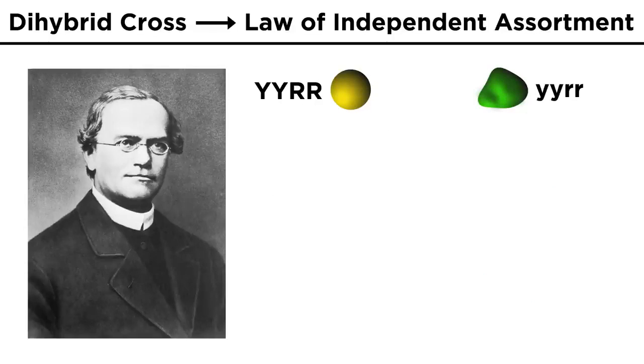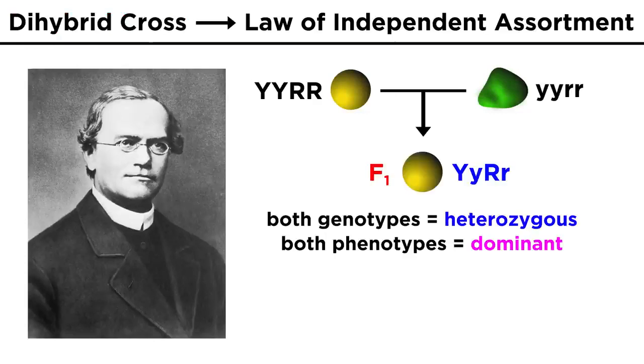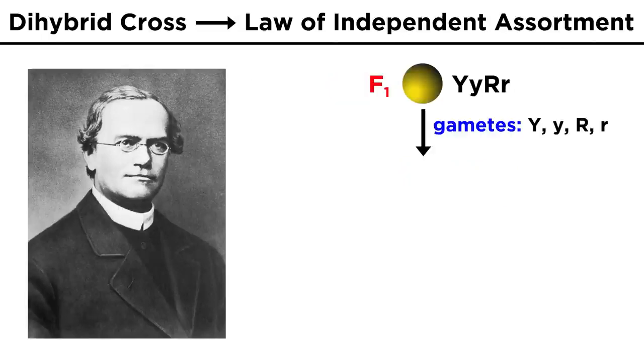He took true breeding plants with round yellow seeds and crossed them with true breeding plants with wrinkled green seeds, performing a dihybrid cross. As we would expect, all the plants in the F1 generation end up heterozygous for both traits, thus exhibiting the dominant phenotype for both traits. But because we are examining two traits at once, there are now 4 possible combinations of alleles produced in the gametes of the F1 plants.